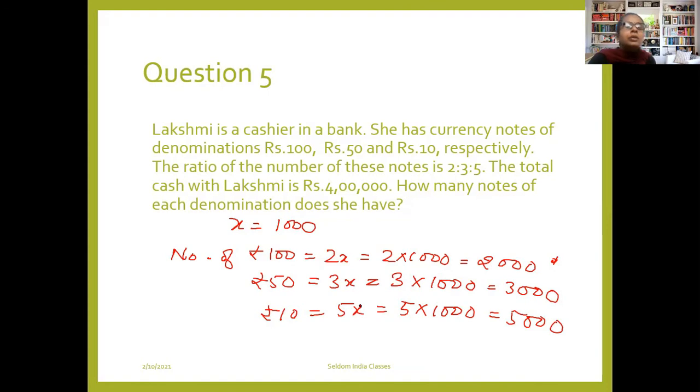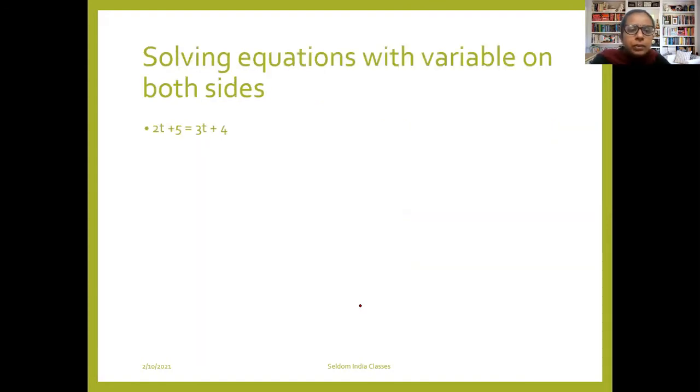Now solving equations with variable on both sides. The variable can be on the RHS and LHS both. Suppose we have 2t plus 5 equals 3t plus 4. For solving such questions, always move the variable to the left hand side and the numbers to the right hand side. This will solve the problem easily. What is the question? 2t plus 5 equals 3t plus 4.